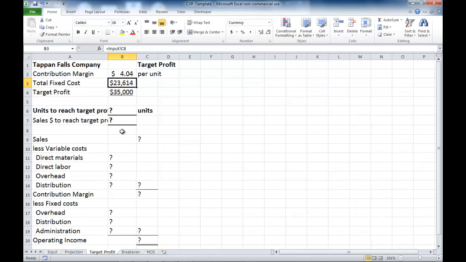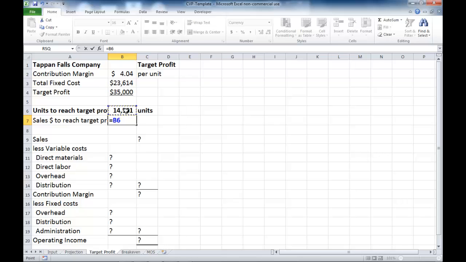Now, I'm going to add my fixed cost to my target operating income, and then I'm going to divide that quantity by my contribution margin per unit, that 4.04. And here's what we get: 14,501 units to earn $35,000 in net operating income.